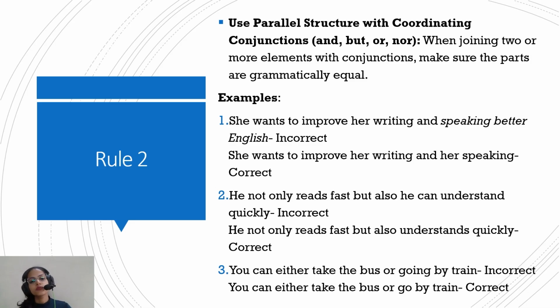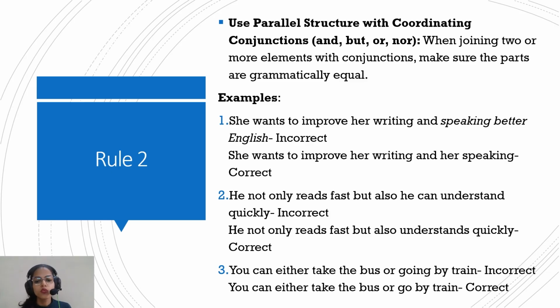Rule 2. Use parallel structures with coordinating conjunctions such as and, or, nor. Although we'll cover conjunctions in a later part of the video, for a basic understanding, conjunctions are words that join two words, phrases, or sentences. There are three types of conjunctions. One type is coordinating conjunctions. Examples are and, but, or, nor. When you are joining two or more elements using conjunctions, make sure that the parts are grammatically equal.